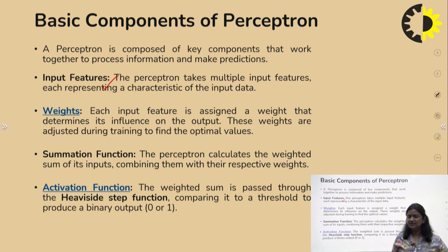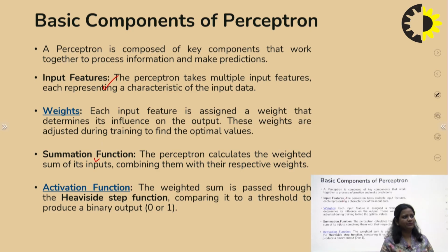Second one is weight. Each input feature is assigned a weight that determines its influence on the output. Every node has a weight. As we discussed already, every input has a weight, and that weight determines how that node influences the output. These weights are adjusted during training to find the optimal value.